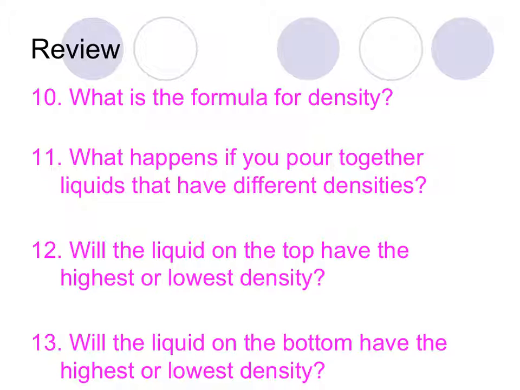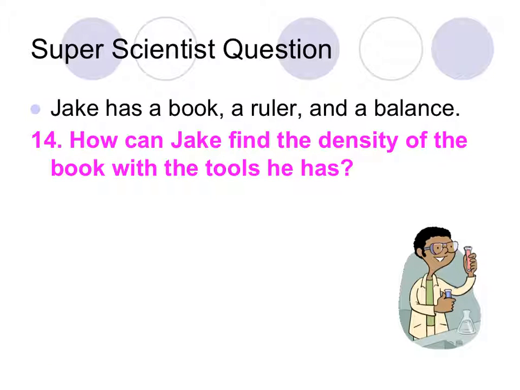These review questions are also for you to do on your own if you need to go back and check any part of this video guide, as well as the super scientist question. Jake has a book, a ruler, and a balance. How can he find the density of the book with the tools that he has?